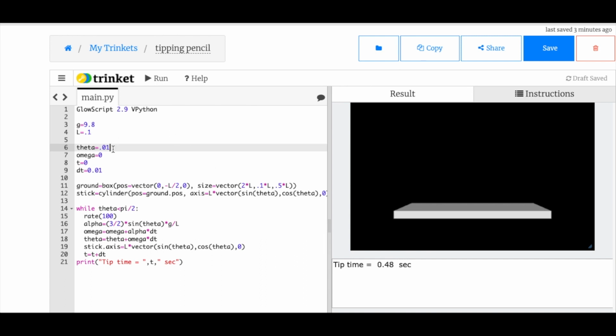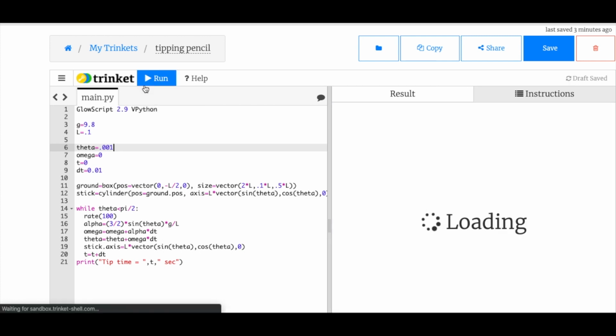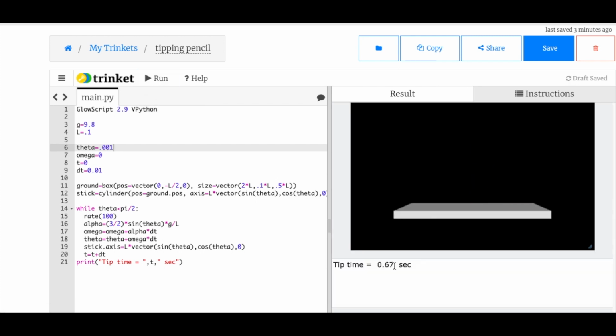So we have this situation that's super sensitive to the initial starting angle. Let's put that really small. It's still going to tip over. Okay, so you can see that you can play around with this. I really want to make another program, but I'm not. The other program would be to plot the tipping time as a function of starting angle. And maybe I'll do that.